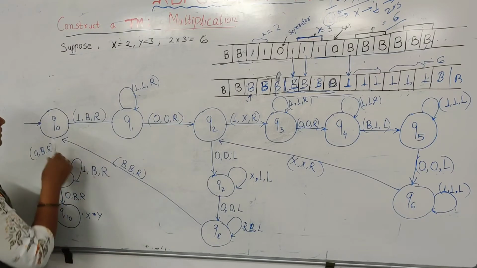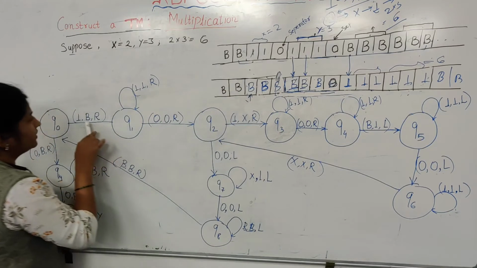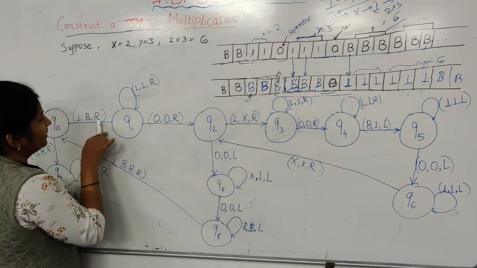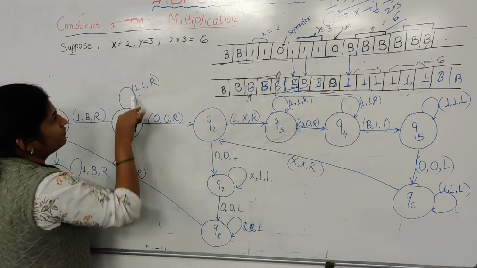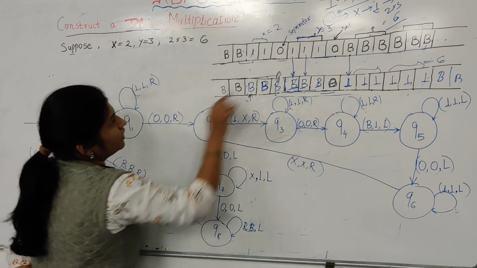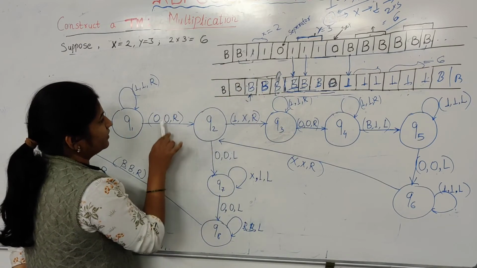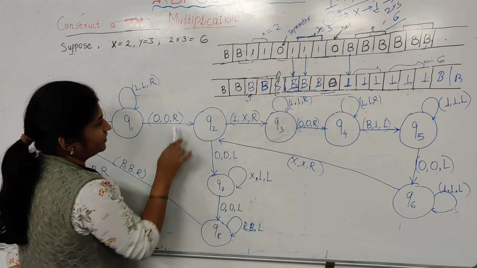What I have done here, on Q0, when we got the first 1, we replaced it with the blank symbol and moved our read-write head towards the right direction. After that, any number of ones we get, we will move towards the right direction only. If we encounter the 0, we replace it with 0 only and go towards the right direction.